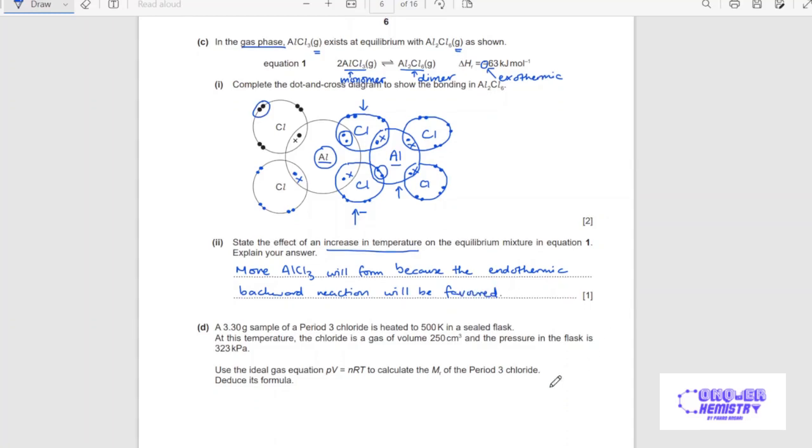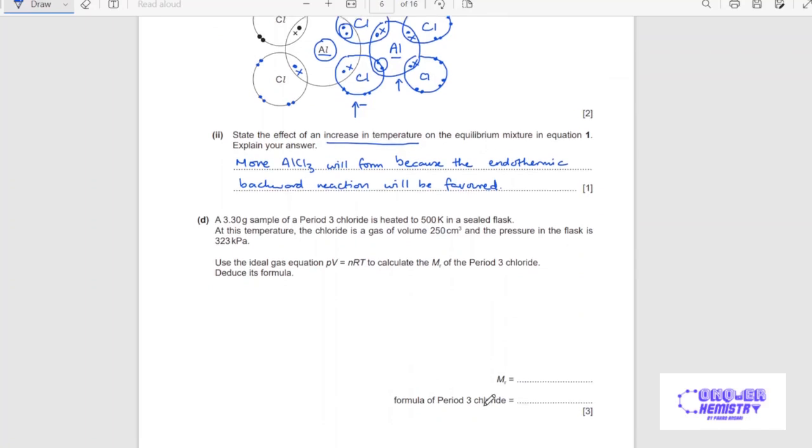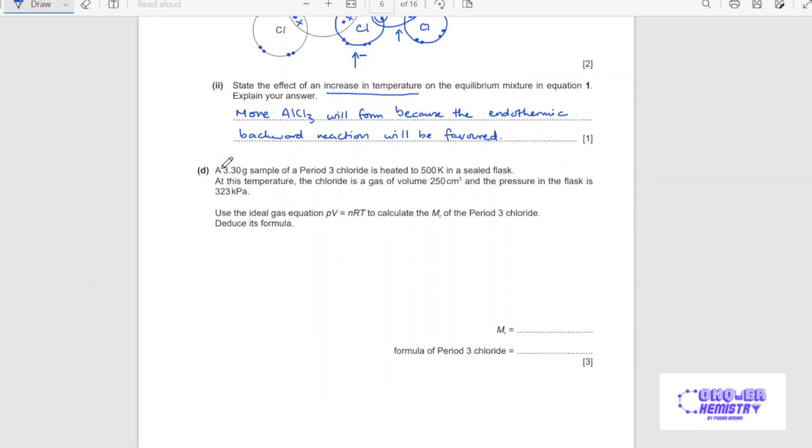All right, so now for the next part, we have a 3.3 gram sample of a period 3 chloride, and it's been heated to 500 Kelvin, and the volume of the chloride, which is a gas by now, is 250 cubic centimeters, and the pressure is 323 kilopascals. Now we have to calculate the Mr of this chloride using this equation.